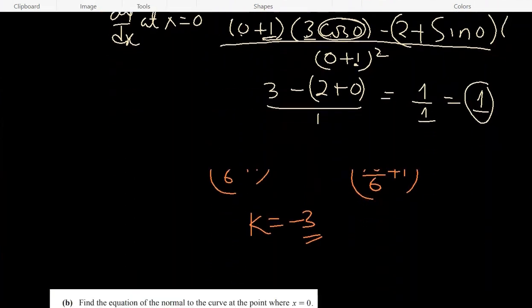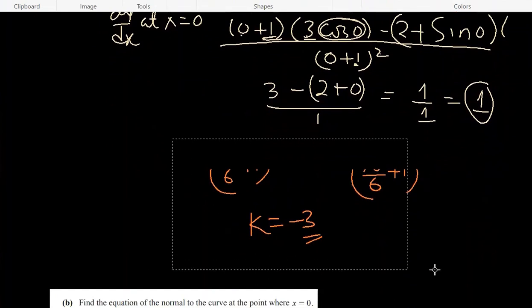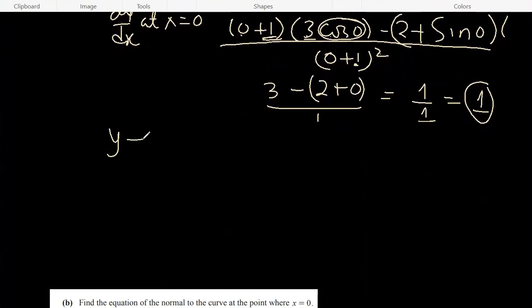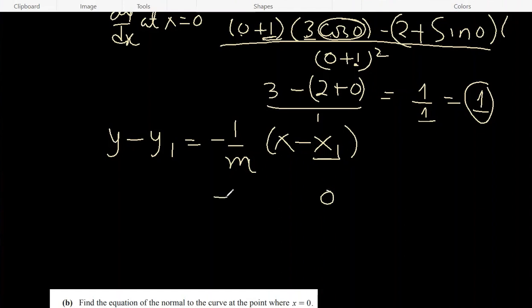Now, this is the gradient of the tangent, but they are asking for the equation of the normal. Reciprocate this to get the equation of the normal. So y minus y1 equal to minus 1 over m times x minus x1. This is how we find the equation of the normal, where m is dy over dx, the gradient of the tangent. So we know x1 is 0. We know that m is 1. We don't need to know a general x or y, but this y1, the y counterpart of x, is needed for the curve.